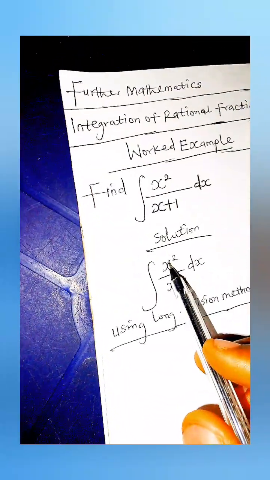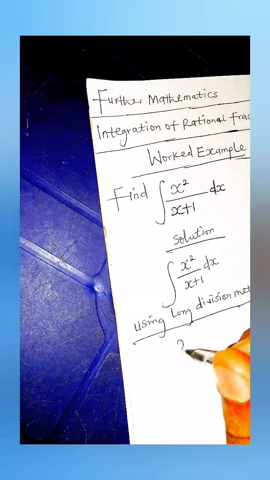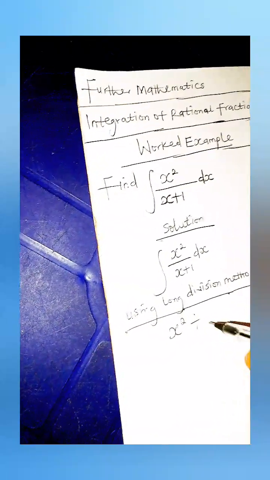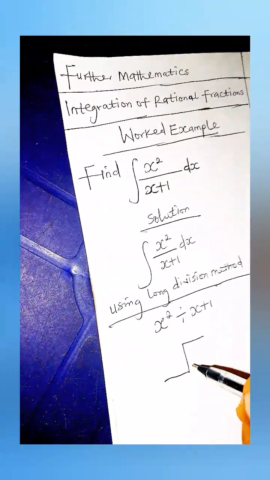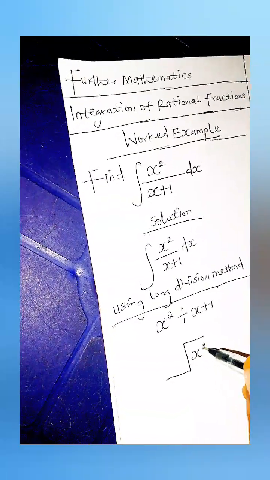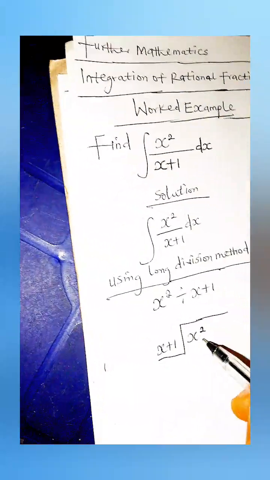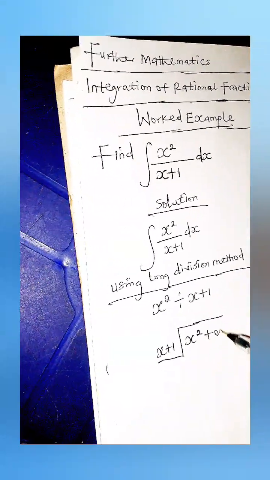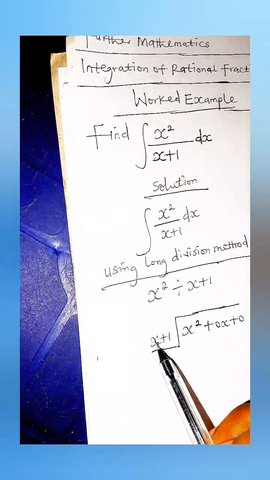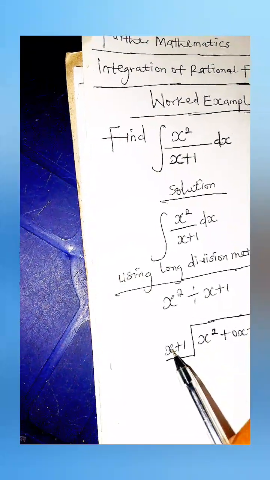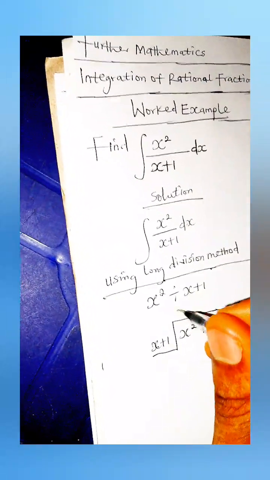So using long division method, we are dividing s squared by s plus 1. We are going to have this: our dividend will enter inside, while this divisor, s plus 1, will come out. Long division method is very easy. To complete this, we are going to add plus 0s plus 0. Now we use this s to divide s squared. When s goes into s squared, it's remaining what? S.